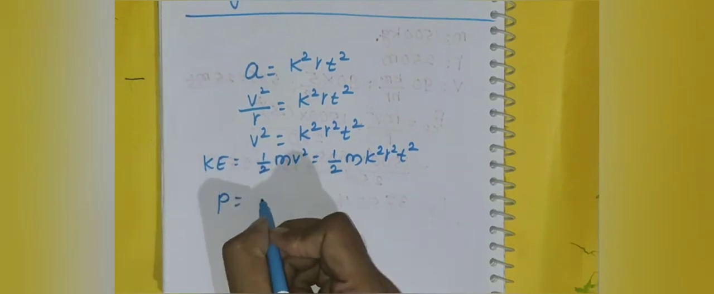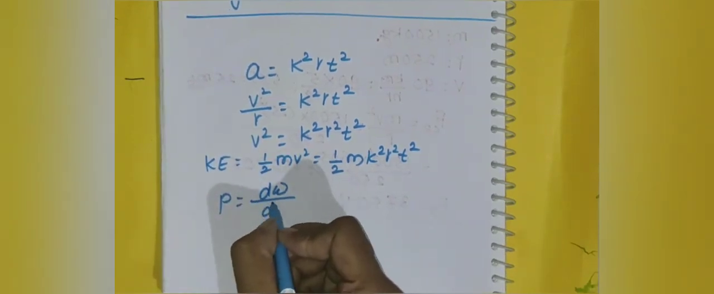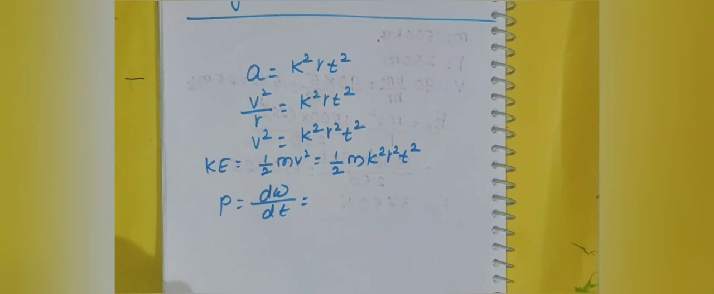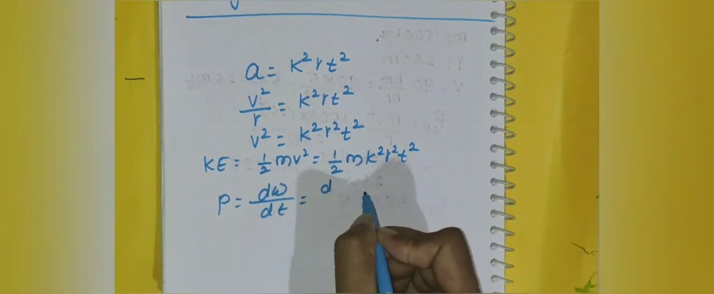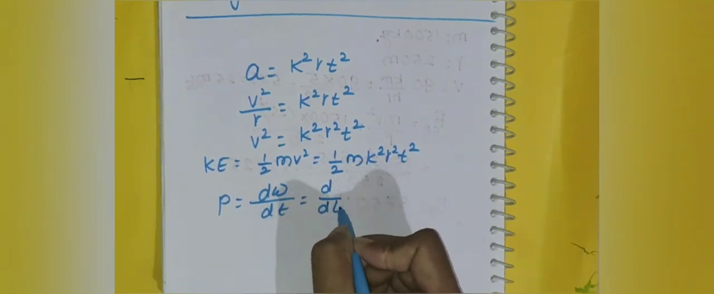So now what is power? Power is the rate of change of work with respect to time. So here we are taking work as kinetic energy. So this will be d by dt.